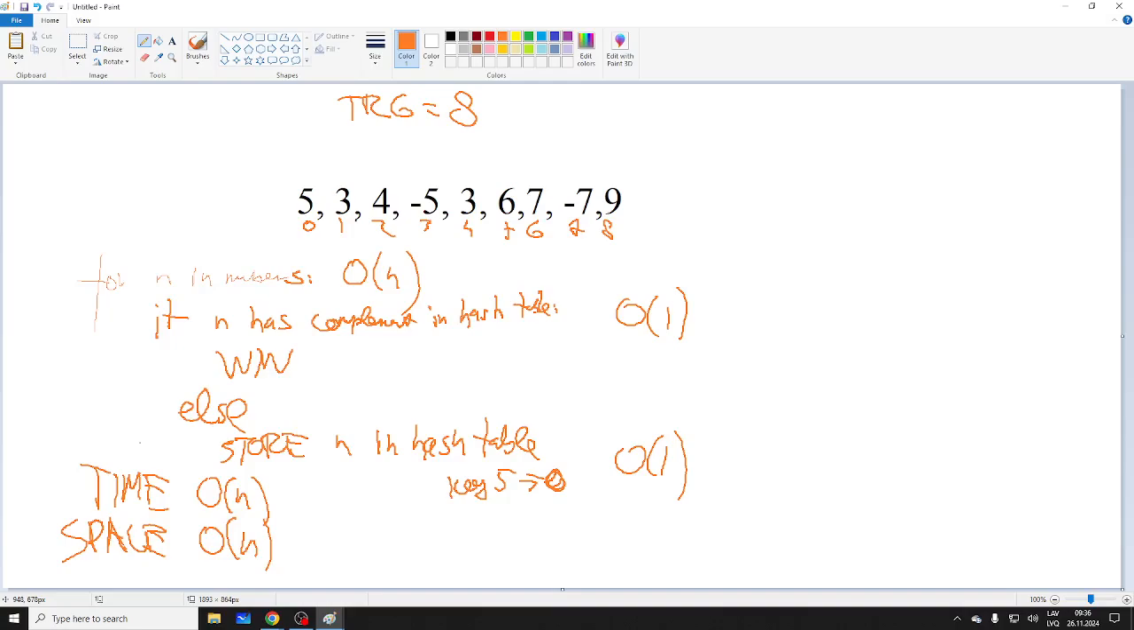So the second time, we check the complement. It's probably been written somewhere here. So we have the target, and we check the hash table, or dictionary, of course, in Python, or map in C++. So in the hash table, we have target minus the current n. Check if it exists.